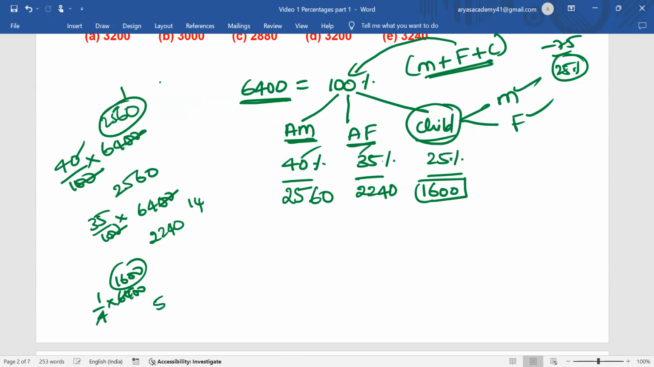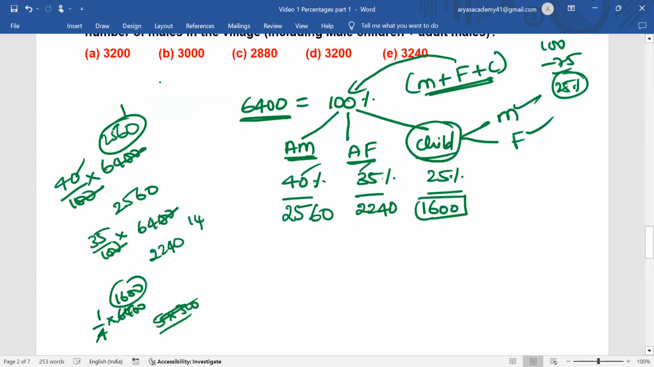320. Okay, fine. All the values are correct.